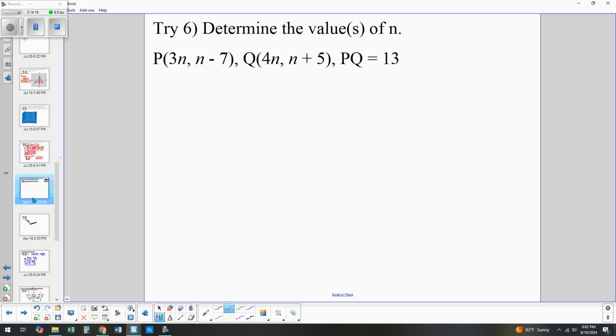Here's the next try. I would highly recommend actually pausing and trying this one. Answers are posted online. And that is the end of 1.3 and 1.4.